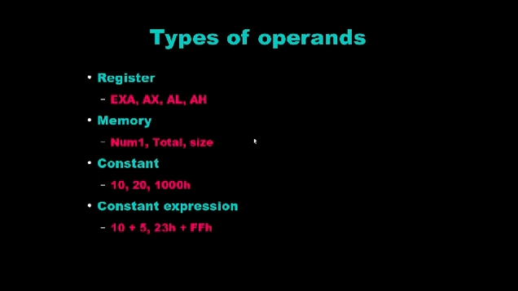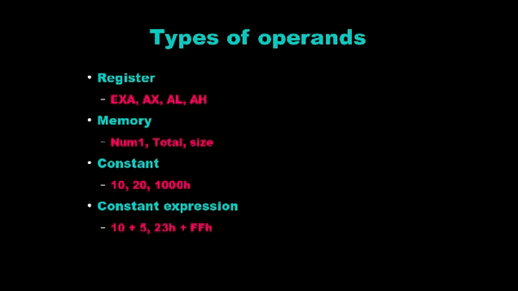Now this is another really important thing: types of operands. Types of operands are really important to know. They consider them 4, but I consider them 3. You can consider them as 3. We have registers. How many registers did we have? We had 8. I'm going to go over them in a minute. Then memory: a memory location, num1, total size. When you declare integer num1, those are memory location labels. This is a type of operand.